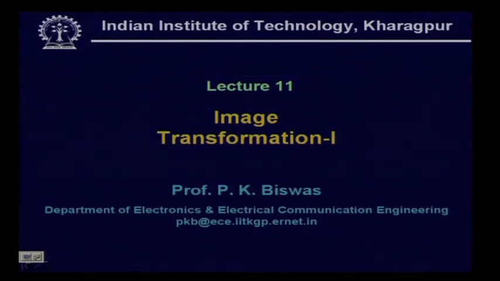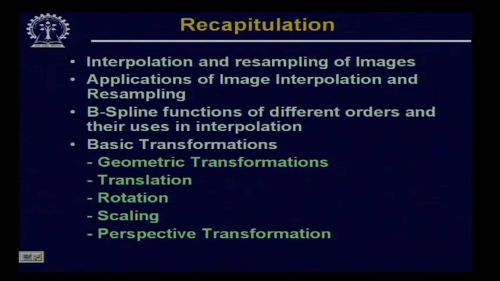In the last class, we have seen the interpolation and resampling operation of images, and we have seen different applications of the interpolation and resampling operations. While we have talked about the interpolation and resampling, we have seen that it is the B-spline interpolation functions of different orders which are mainly used for image interpolation purpose.